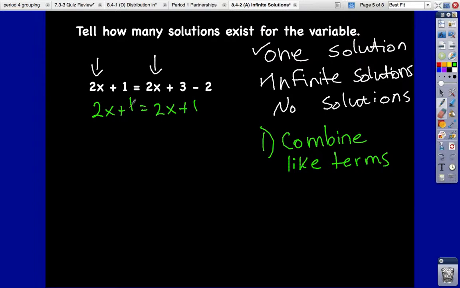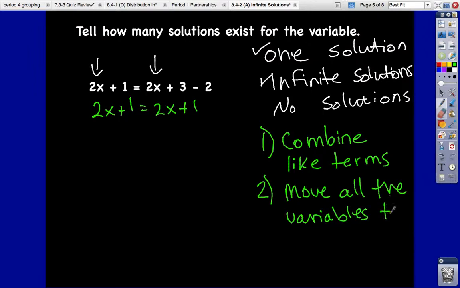But I want to show you how to take this one step further, because you might need to do this in the future. So the second step I'd like you to do is move all the variables to one side.